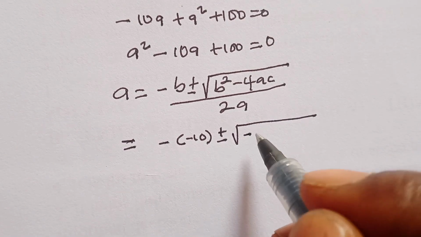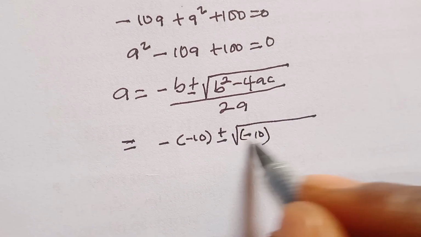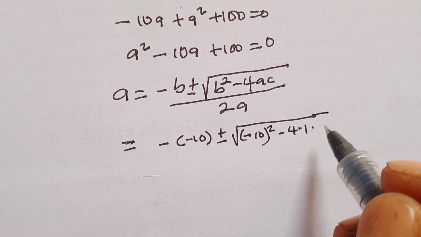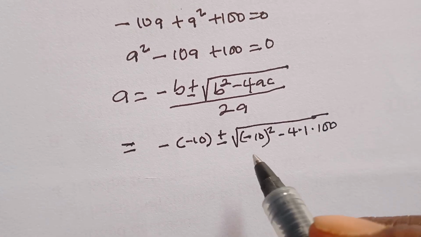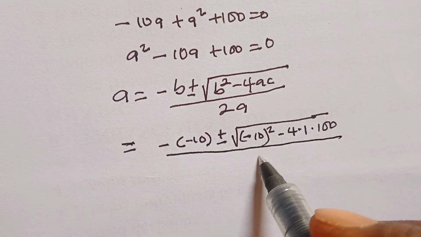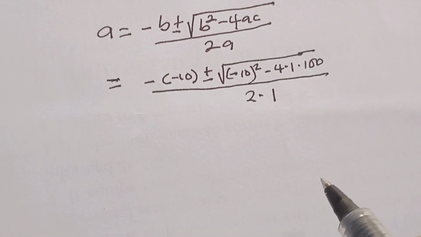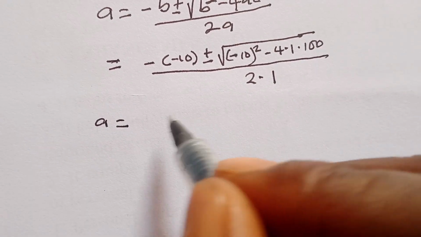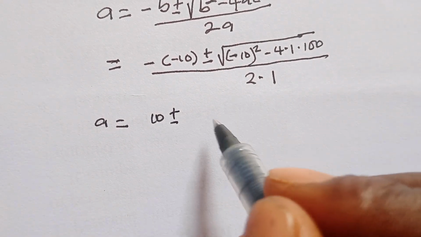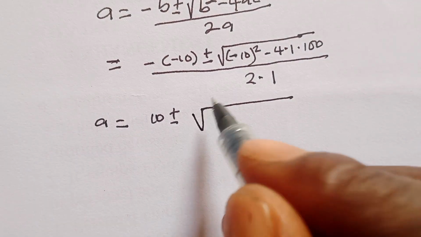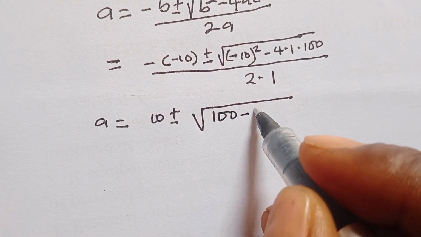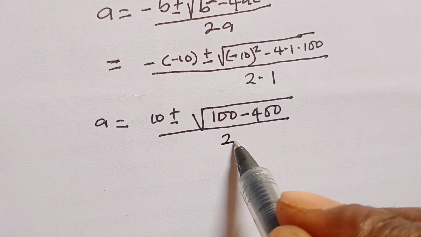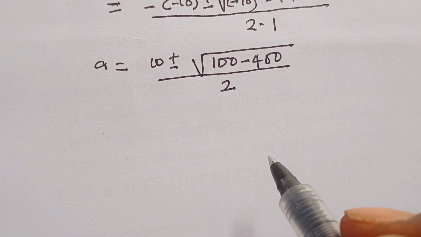So I have minus into bracket minus 10, plus or minus square root of b squared, that's minus 10 squared, minus 4 times 1, since my a is 1, times c, which is 100, everything divided by 2 times 1, since my a is 1. So here, let's now expand this. I'll be having minus in the bracket minus 10 gives me 10, plus or minus square root of minus 10 squared, which gives me 100, minus 4 times 1 times 100, that's minus 400, everything divided by 2 times 1, which is 2. So once you understand it up to this stage, let's move on.